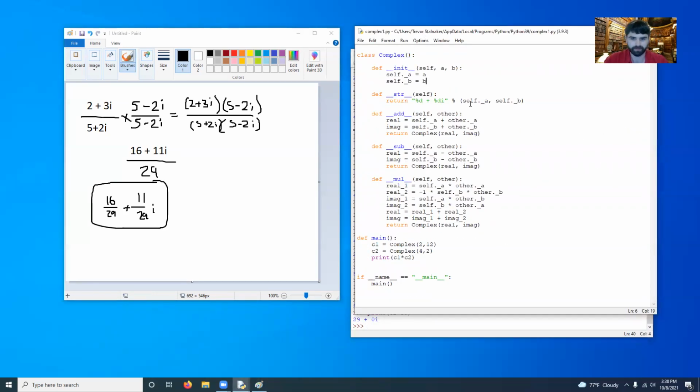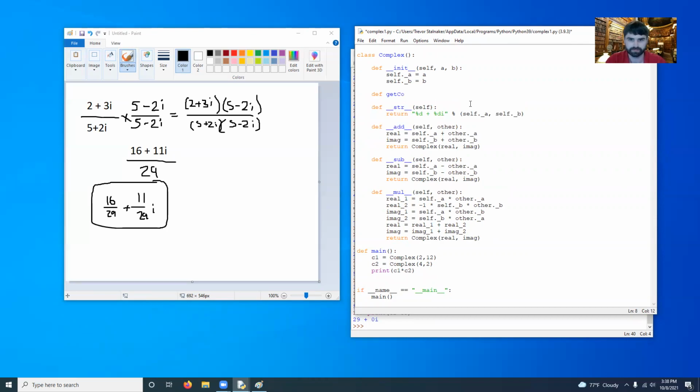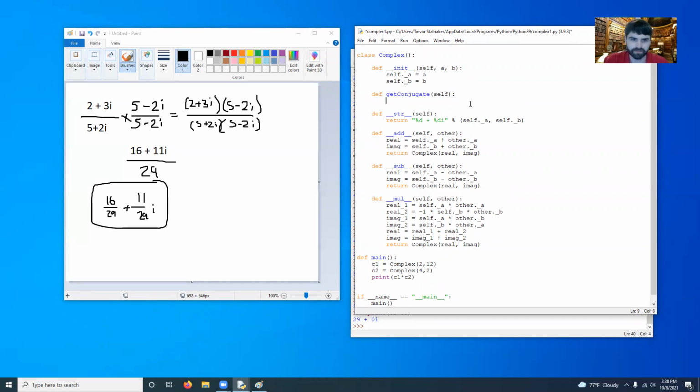So let's start by writing a method that will give us the conjugate. Get conjugate. Don't forget to put your self in there. All of these methods in Python need self. And we're just going to return a complex number, right? self.a, and then just -1 times self.b. That's the same thing as making a subtraction, or making a multiplication if it was already a subtraction.